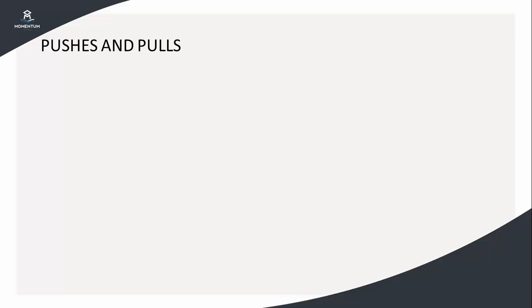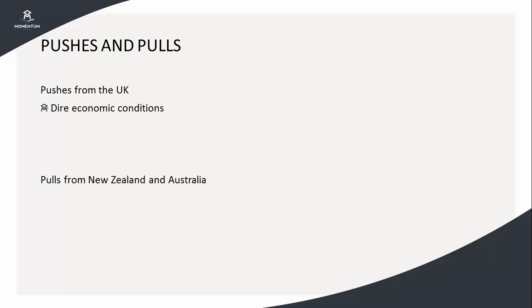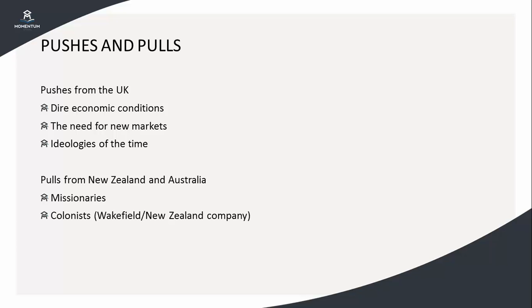These influences can be organised into pushes and pulls experienced by Britain and the overall ideologies of the time. Pushes from the UK include the dire economic conditions, the need for new markets and migration, and ideologies of the time. The pulls from New Zealand and Australia include missionaries, the colonists, the Wakefield and New Zealand Company, and merchants and traders.